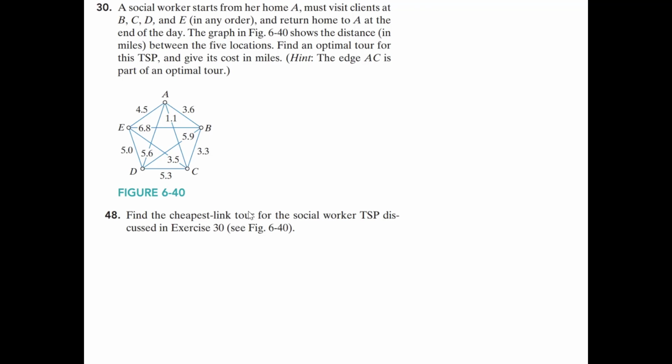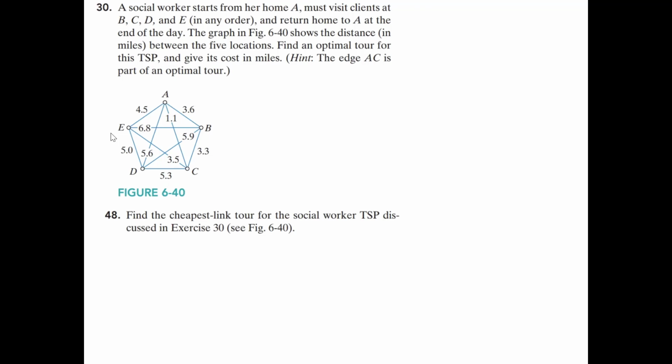Right, so we want to do problem 48, which is to find the cheapest link tour for the social worker TSP discussed in exercise 30. In exercise 30, we have 5 vertices, so 5 minus 1 is 4. 4 factorial is 4 times 3 is 12, times 2 is 24. There would be 24 different circuits to go through, and that would be a lot.